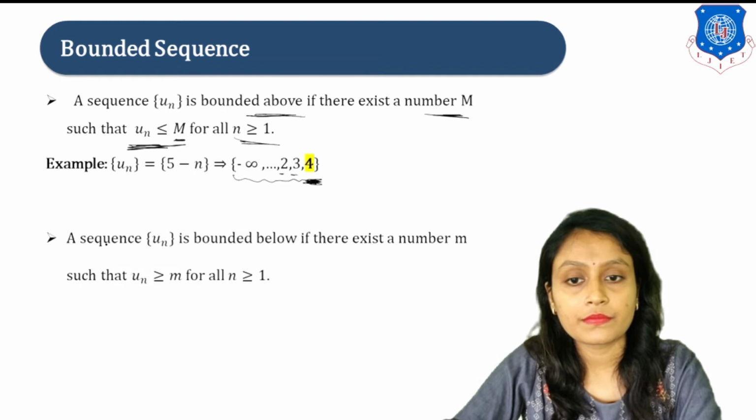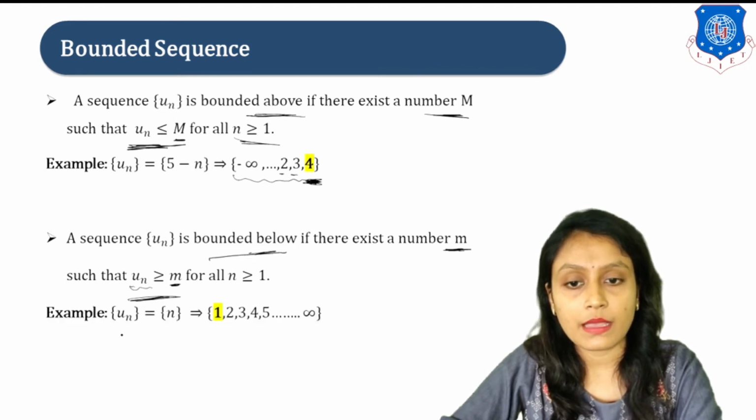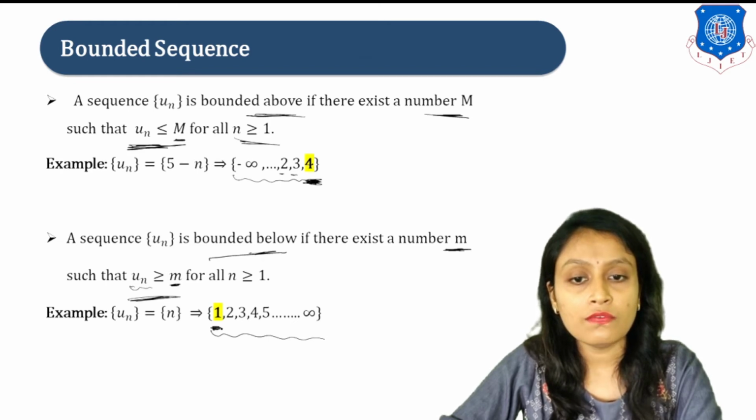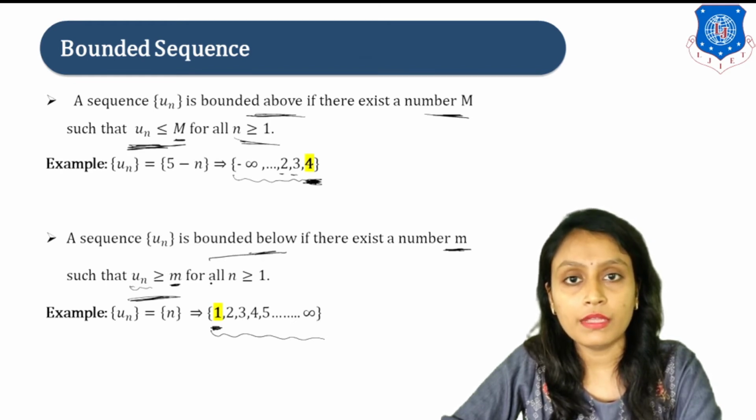Okay, next. A sequence u_n is bounded below if there exists a number m such that u_n is greater than or equal to m for all n greater than or equal to 1. Okay, so all the terms of u_n are greater than or equal to this m. Then we can say that the sequence is bounded below. Let's see one example. Here u_n is given, the sequence n. Okay, so now substitute n equal to 1. So you will get 1, 2, 3, 4, 5 and up to infinity. Now all the terms of the sequence are greater than or equal to this 1, right? So we can say that the sequence is bounded below.